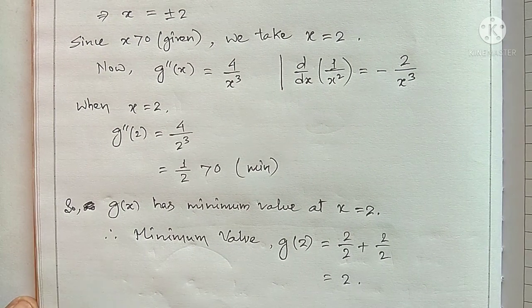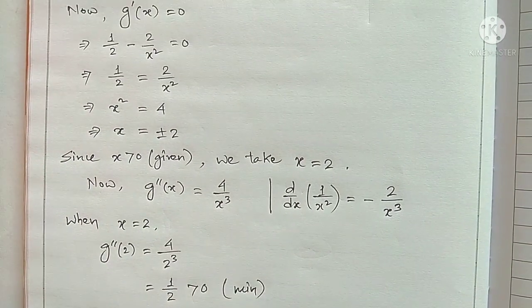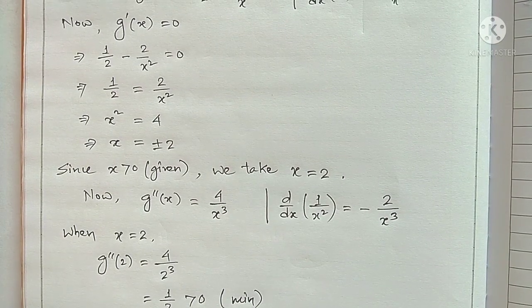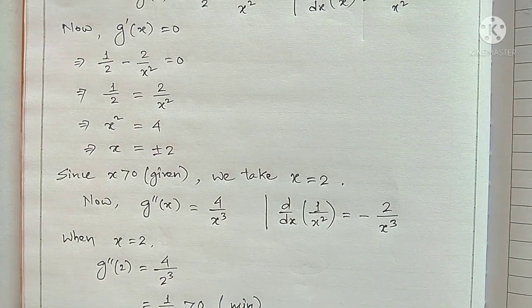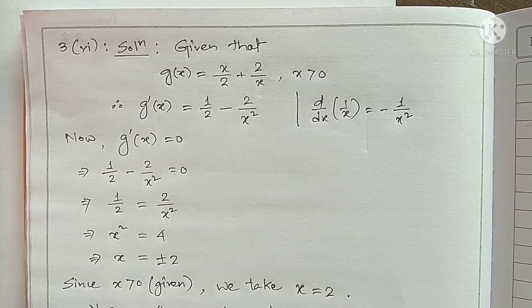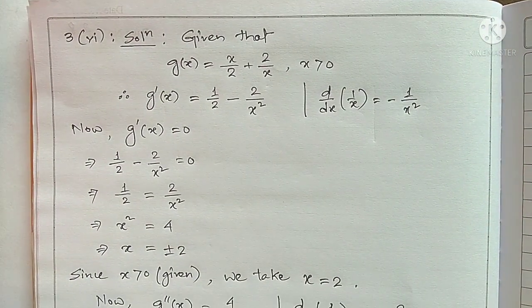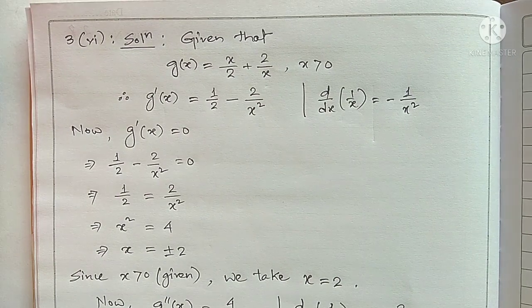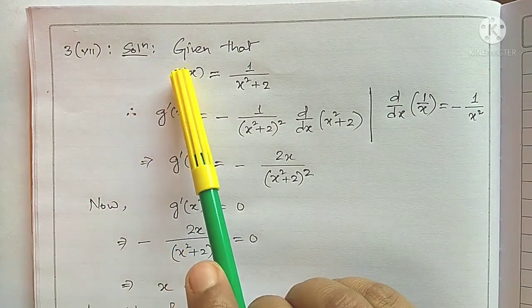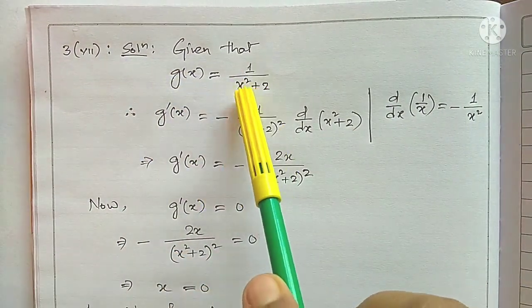So in this way, now one more question is here. Question number 7.3, 7. g of x equals 1 by x square plus 2. This one is a very interesting question here. g of x equals 1 by x square plus 2. Now let's see how we can solve this one. So the question is g of x equal to 1 by x square plus 2.